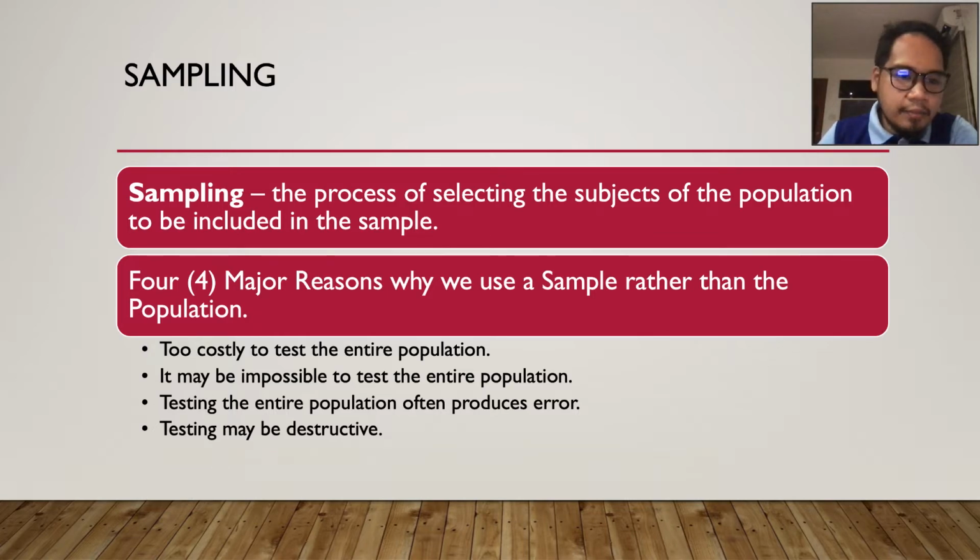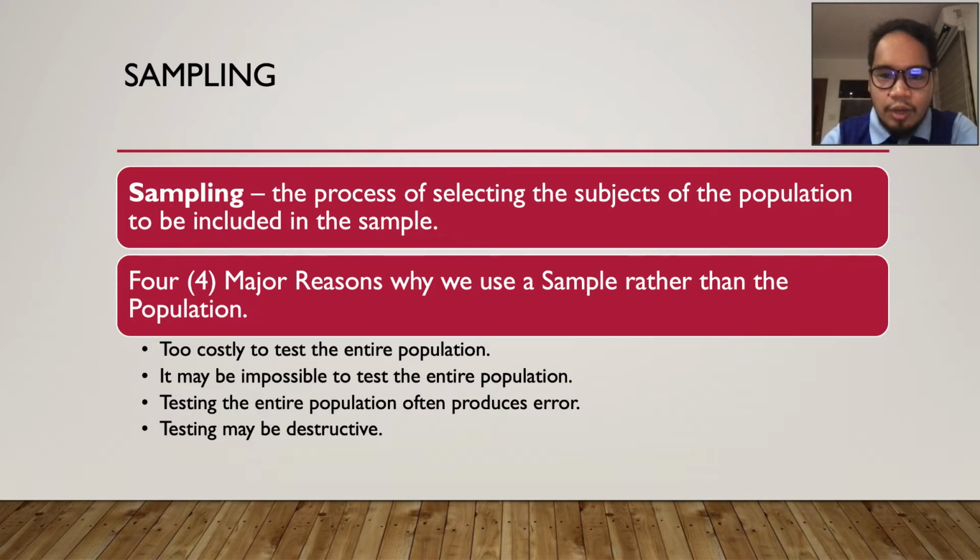And lastly, testing the entire population may be destructive as well. For example, when we want to test cars to see if you will be protected, we have a crash test. If we have accidents, car crashes, we want to check their durability. If we use the whole population in that scenario, it will be destructive. There will be no cars left of that certain model. Therefore, a sample is the go-to if that's the case.